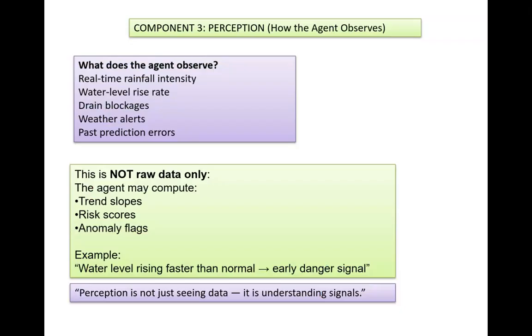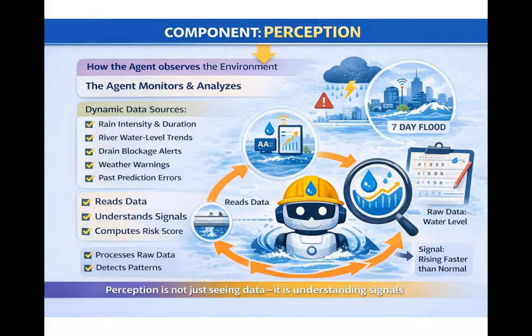The third component is perception. Perception is how the agent observes the environment. The flood agent could observe current rainfall intensity, the rate of water level rise, blocked drainage alerts, weather warnings, and even its own past prediction errors. Importantly, perception is not just raw data. The agent converts data into meaningful signals, right?